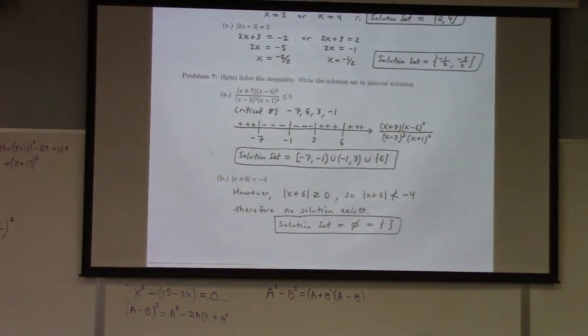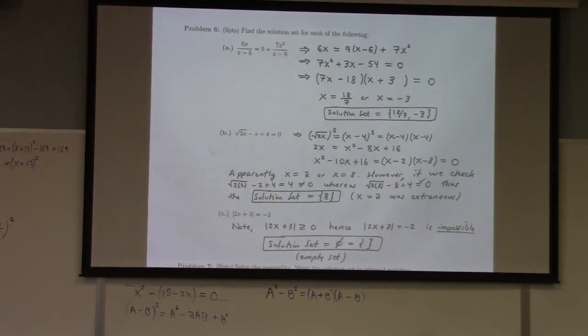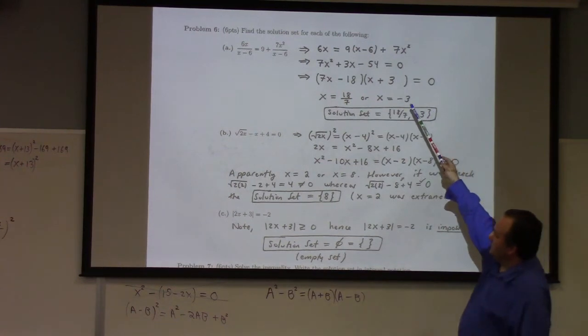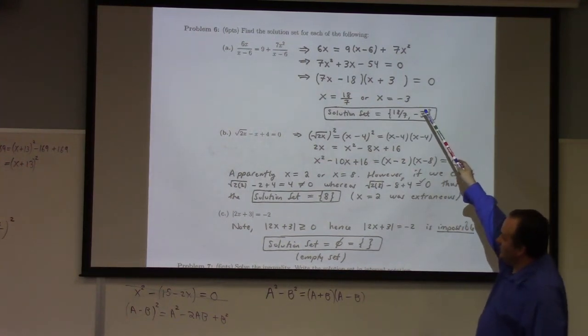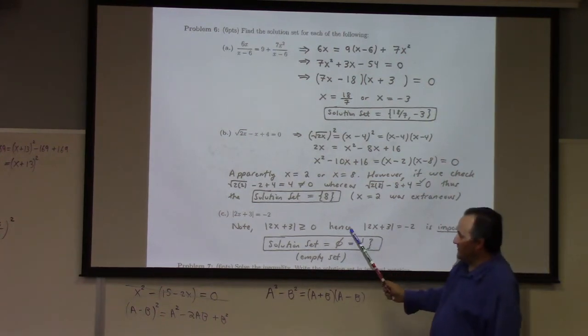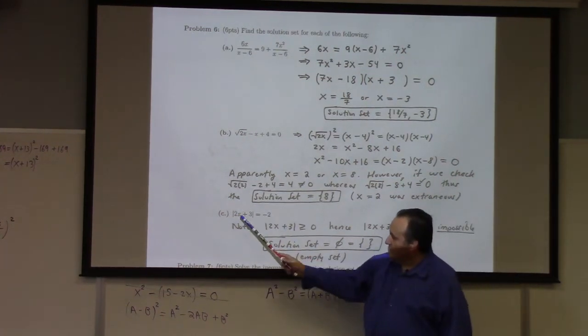Actually, let me skip ahead to the other version. We'll come back to the inequality here. The other version, first of all, part A is rather different. So make sure you work both versions of the quiz for yourself. But let's focus on part C here for just a moment. The other version, you had equal minus 2.